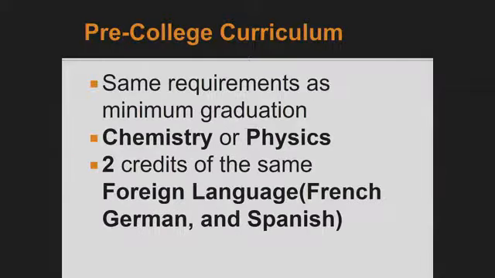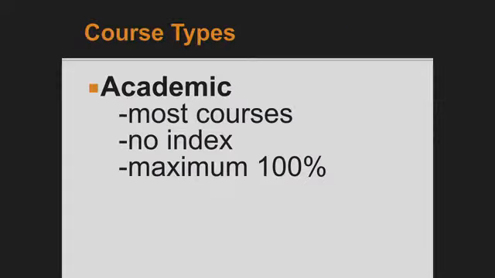Now let's take a look at the pre-college curriculum. As these requirements are not mandatory for graduation, they are strongly recommended for students who wish to attend college after high school. As you can see, they are the same requirements as the minimum graduation requirements, but adding chemistry or physics and 2 credits of the same foreign language, French, German, and Spanish being offered.